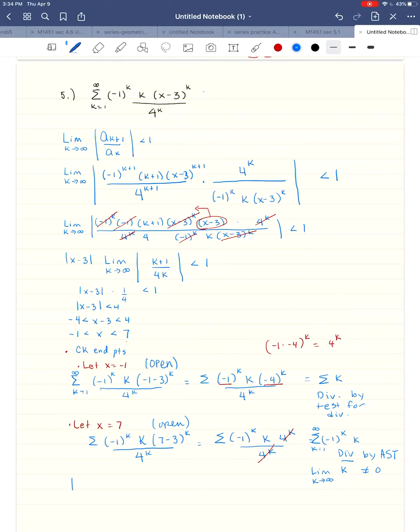And our conclusion is that our interval of convergence is the open interval from -1 to 7. This power series will converge when x is replaced by any number between -1 and 7. It will diverge if you use -1 or smaller. It'll diverge if you use 7 or larger.